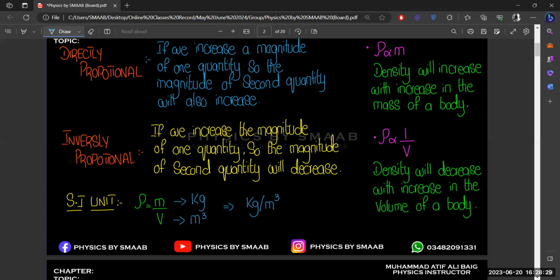Okay. Any confusion? No, sir. Okay. So this is the basic concept of density: what is density, what is the formula of density, what is the SI unit of density, and how we use the formula for density to find out the difference between a dense material and a less dense material, right?